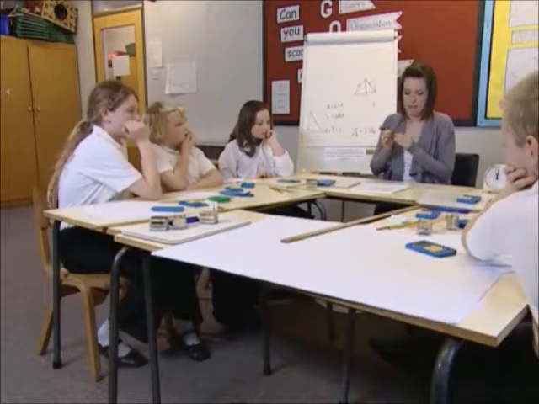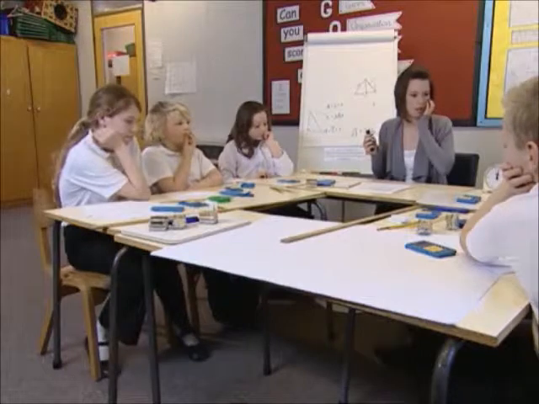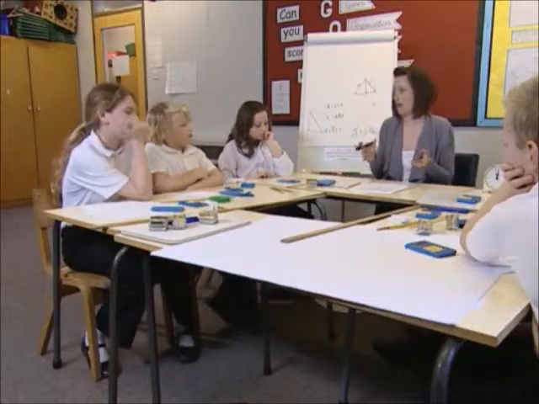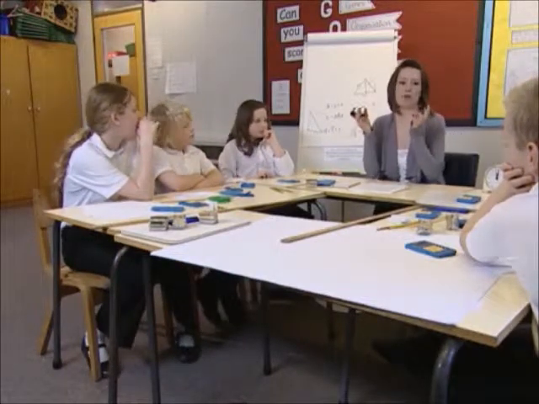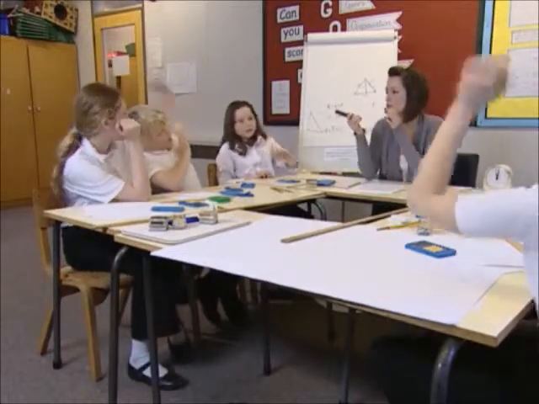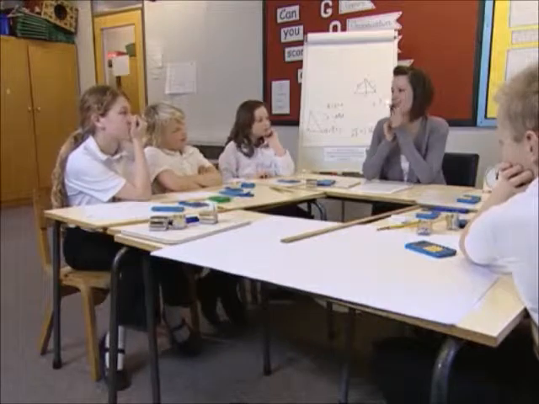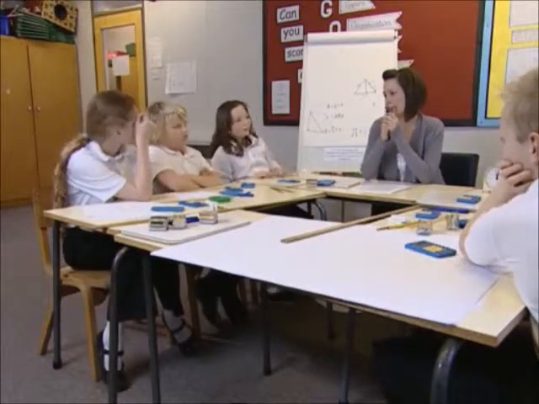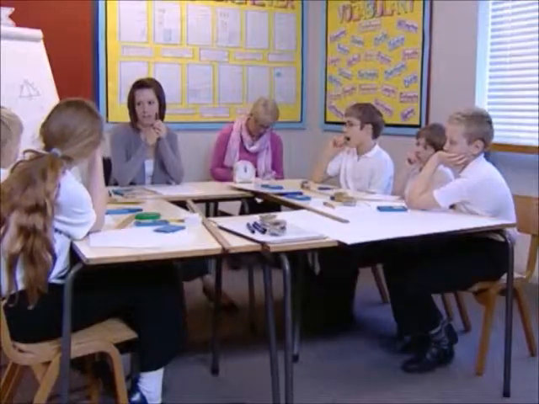Okay, what about if I had a four-sided regular polygon? What shape would that be? A square. A square, well done. Okay, and how do I work out the area of a square? Length times breadth. Excellent, well done.